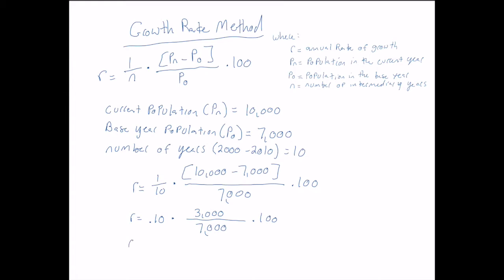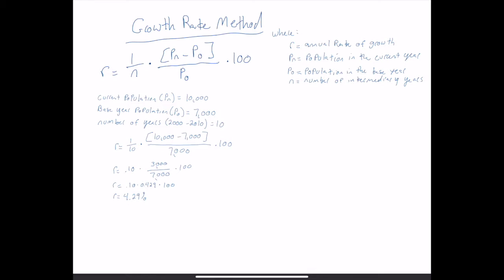We take it one step further and we get our final numbers that we'll do the arithmetic on. R is equal to 0.10 times 0.429, and that's our rate of change over that 10-year period, and then multiplied by 100. Once we multiply those things together, R is equal to 4.29%. That's the annual rate of change we've observed for this location. Okay, now we have our annual observed rate of change.